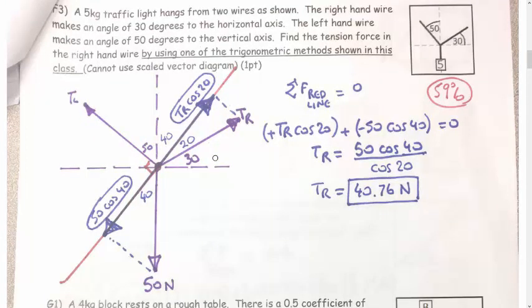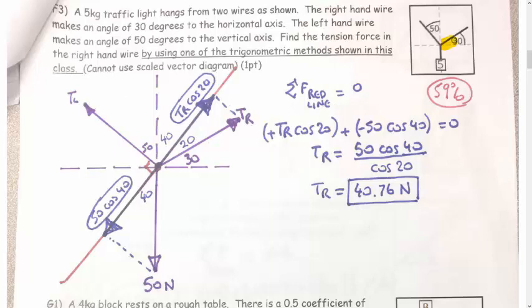This next question. A 5 kilogram traffic light hangs from 2 wires as shown. So we're back with a traffic light. The right hand wire makes an angle of 30 degrees to the horizontal. The left hand wire makes an angle of 45 degrees to the vertical axis. Find the tension in the right hand wire using one of the methods of trigonometry in class. So you can't do the diagram for this one and get credit. You've got to show me the trig.